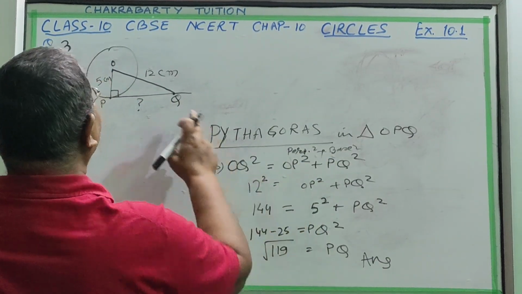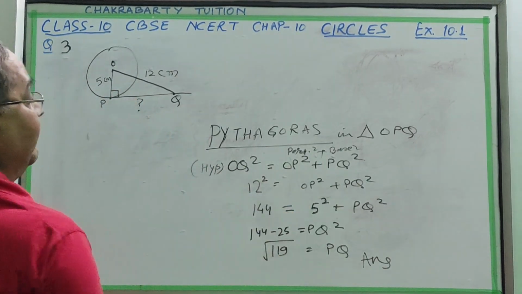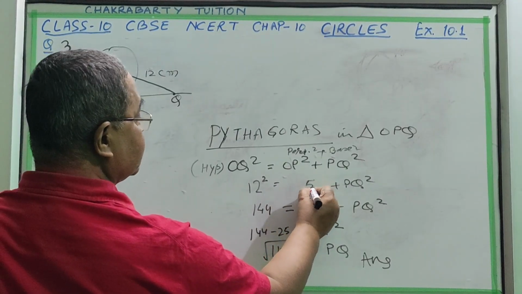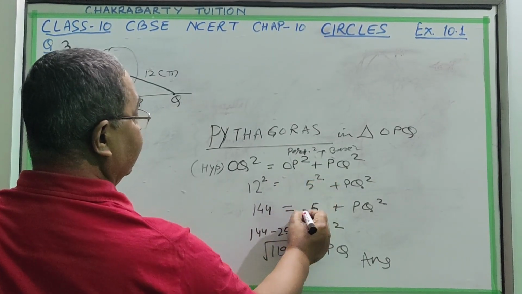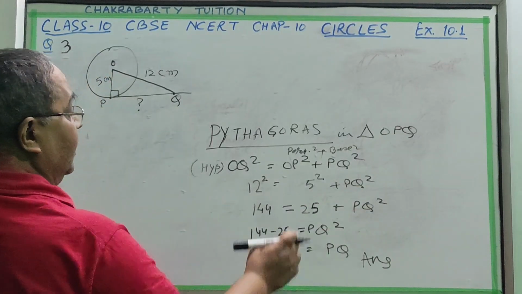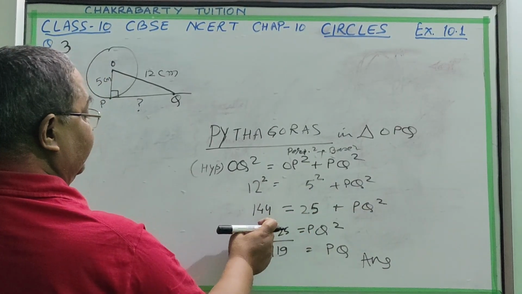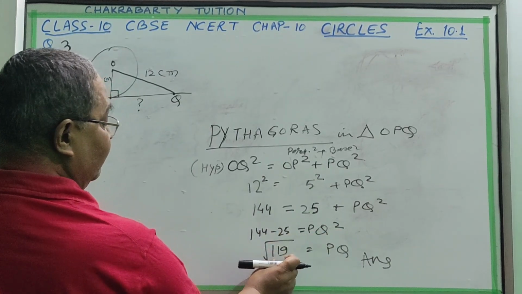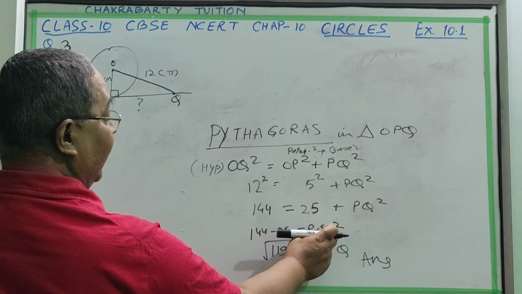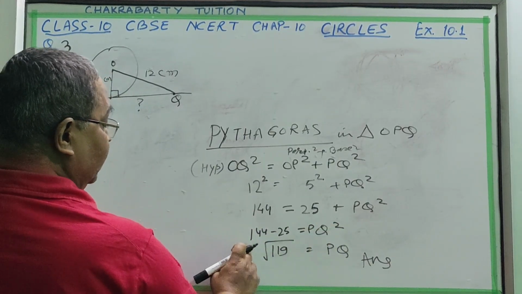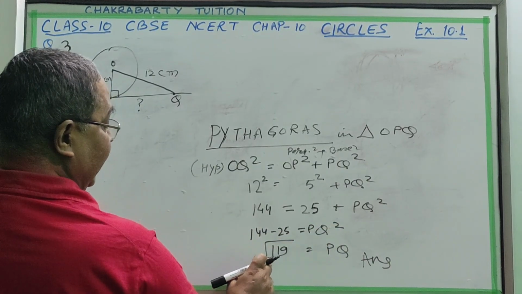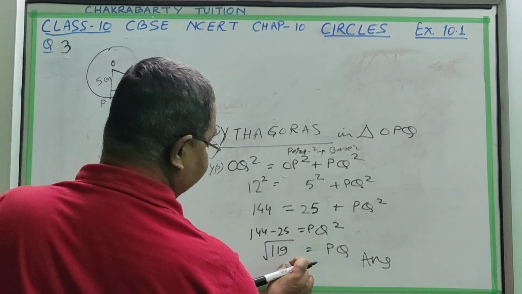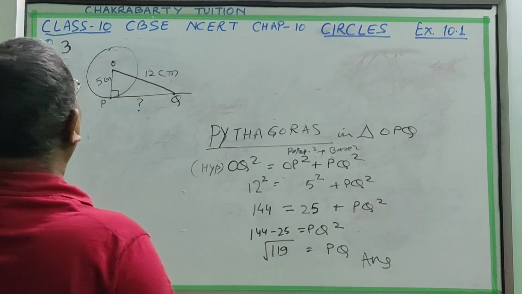OP is given 5 centimeter, so we have taken OP as 5. 5 square, and PQ we have to find out. 5 fives are 25, so this 25 will come to this side and make a minus sign, and PQ square is now 119. To solve this square, you have to put a root here. So PQ will be root 119, because we cannot divide it. So root 119 is your answer.